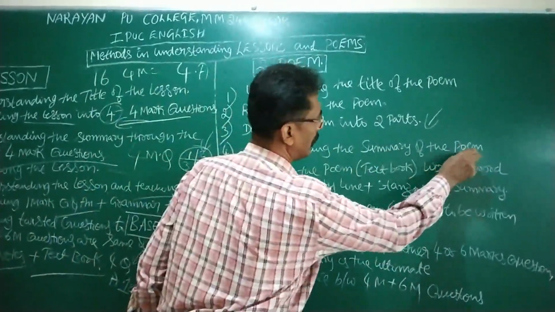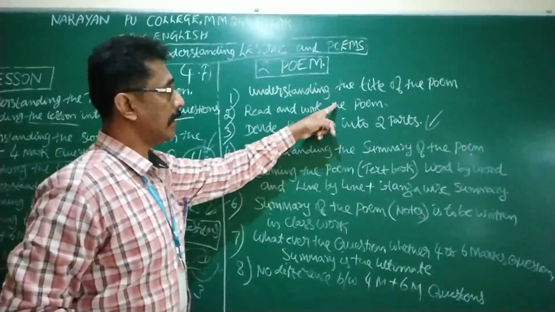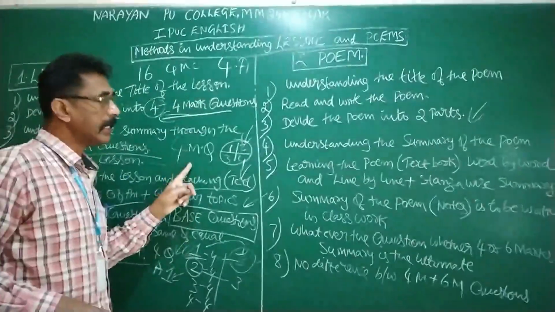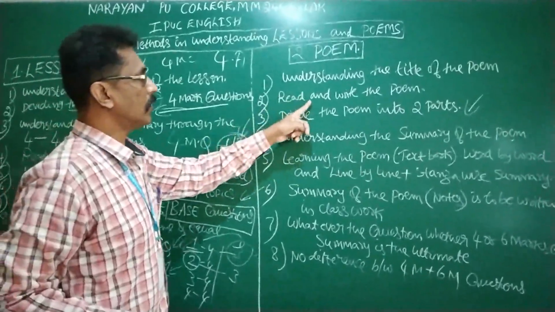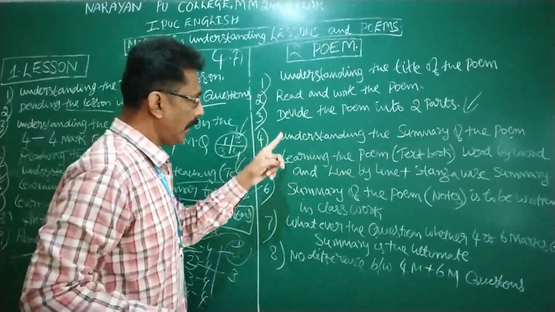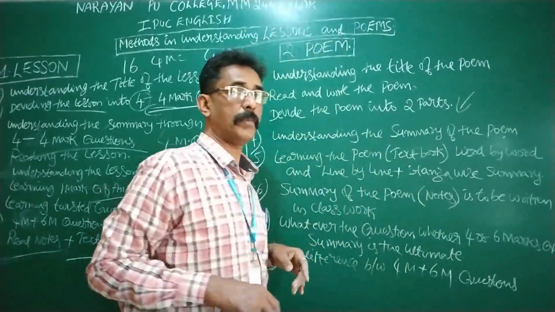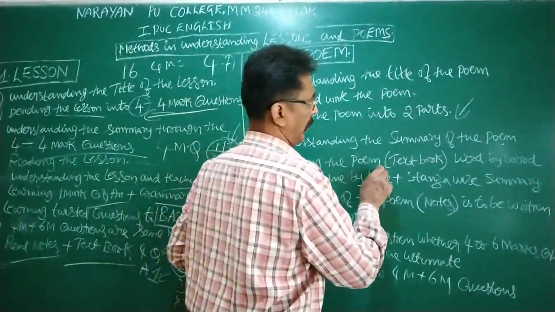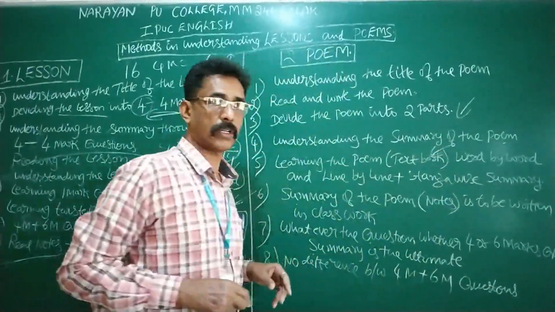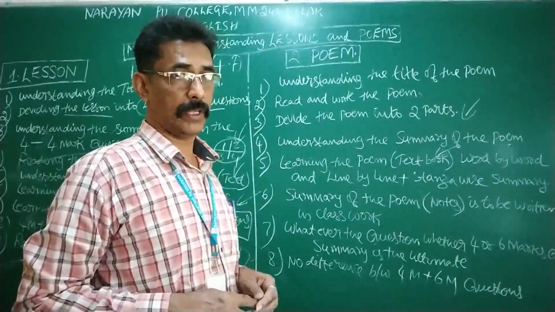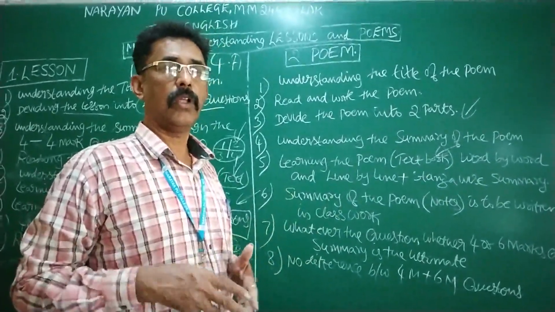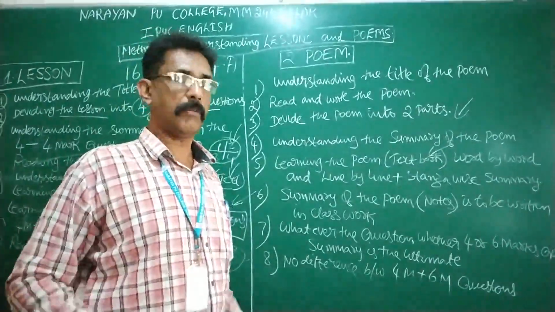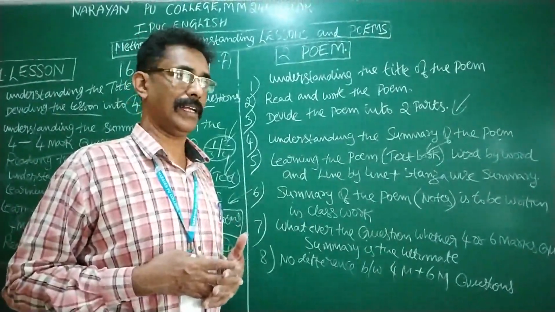Understanding the summary of the poem. First we will say the summary, later reading the textbook. Here first textbook, later two parts, later understanding the summary of the poem. First we will say the summary of the poem, later learning the poem with the help of the textbook. We will explain the poem which is in the textbook. Word by word, sentence by sentence, stanza by stanza, everything will become clear.